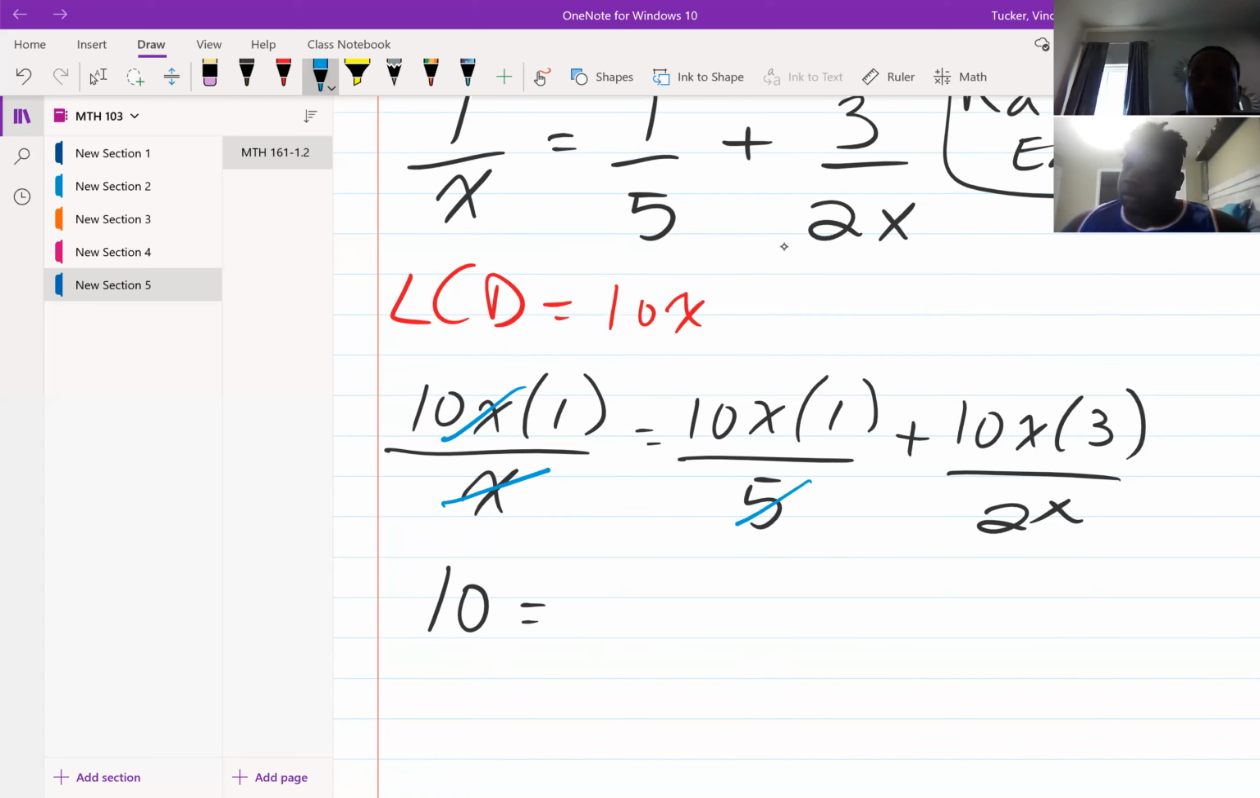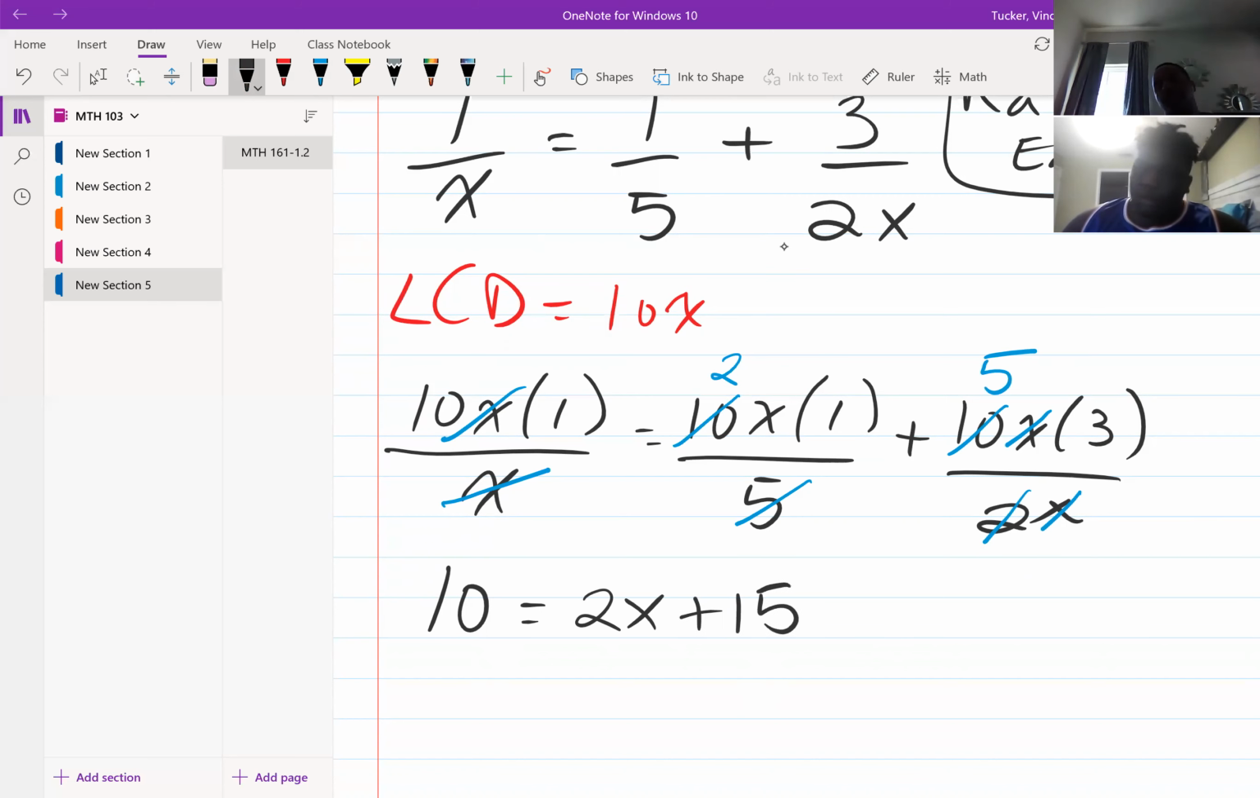The next one, 5 goes into 10, leaves you with 2. So 2 times x times 1 is just 2x. And then the next one, the x's cancel, and 2 goes into 10, leaves you with 5. 5 times 3 is 15. So make sure we are okay before we move any further.